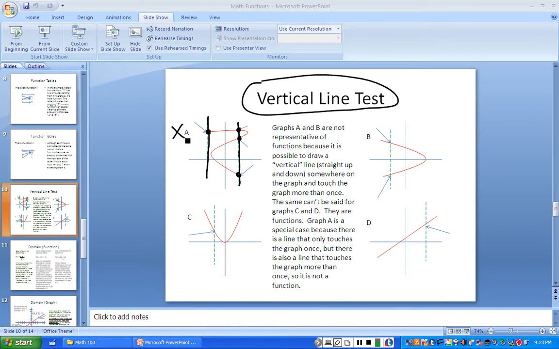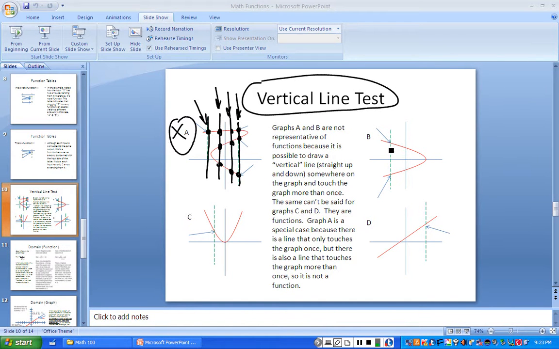Not a function. I could draw a vertical line here. It'd touch it 3 times. I could draw a vertical line there. It'd touch it 3 times. So even though I was safe right here, the fact that these other possibilities exist, the possibility exists to draw a vertical line somewhere and touch the graph more than once, determines that it's not a function.